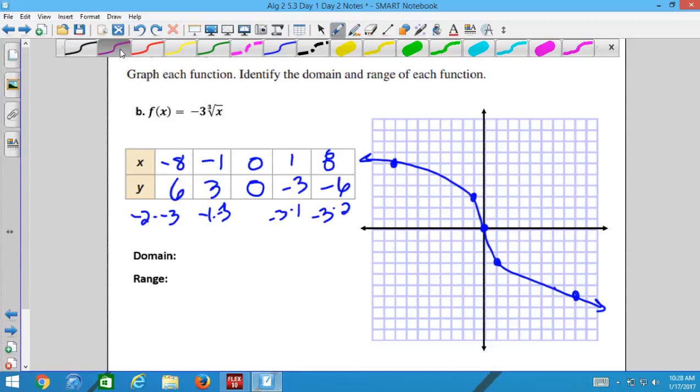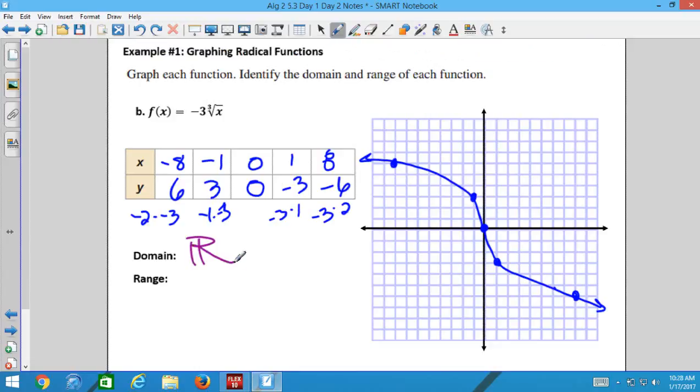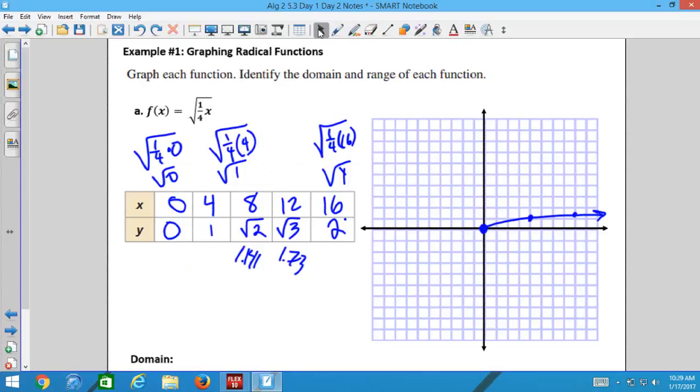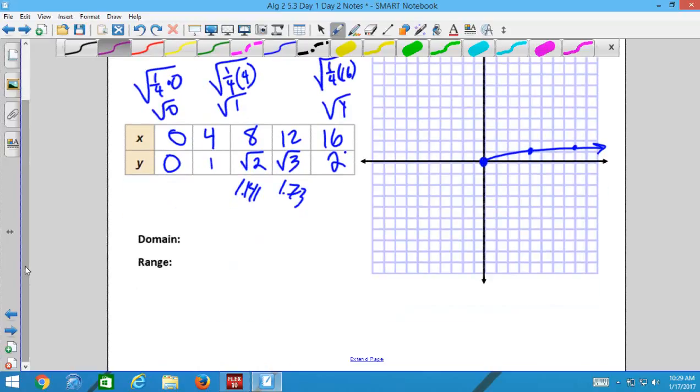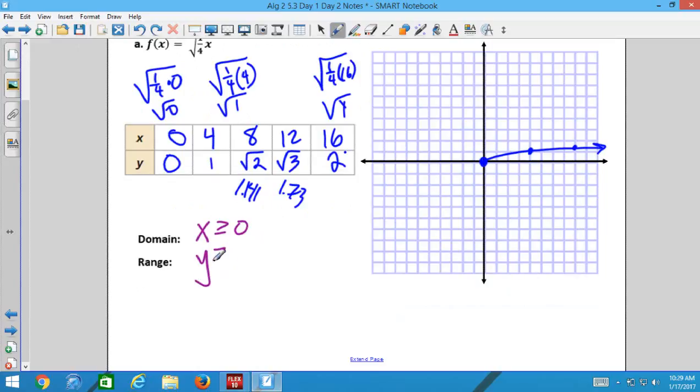So all cube root functions have the same kind of look. They all go really far horizontally, not so much vertically. What's the domain for this one? Left to right, the x's. All real numbers. What is the range? Down to up. All real numbers. Go back and answer that for this one here. This one's not all the numbers. Yes, x is greater than or equal to 0, and y is greater than or equal to 0. So the lowest x is 0 and the lowest y is 0 for that one.